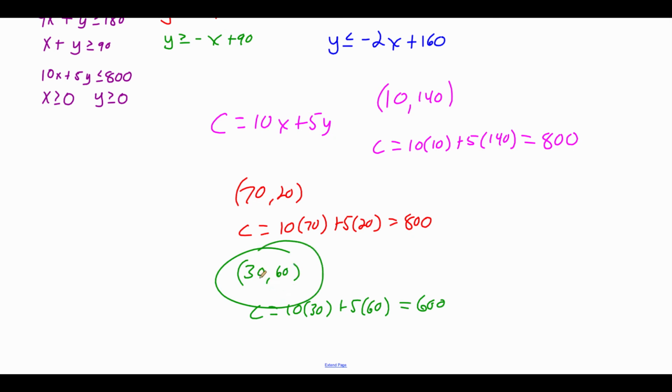Now remember, X was the bags of brand A. So we need 30 bags of brand A. And our Y value was the bags of brand B. So we should get 60 bags of brand B.